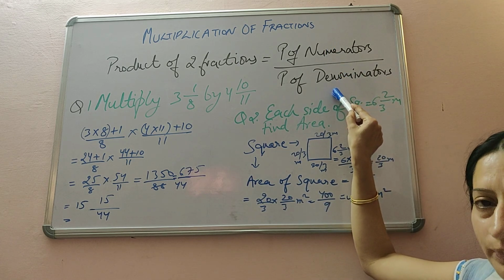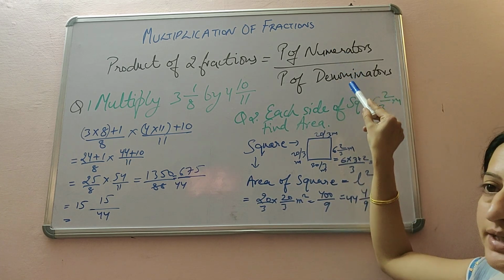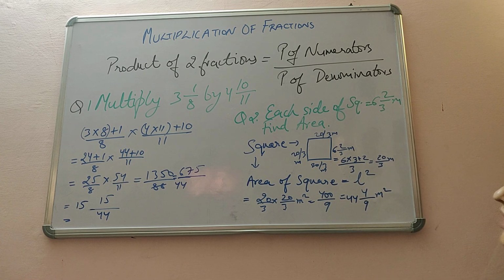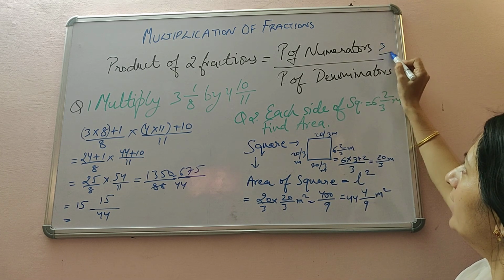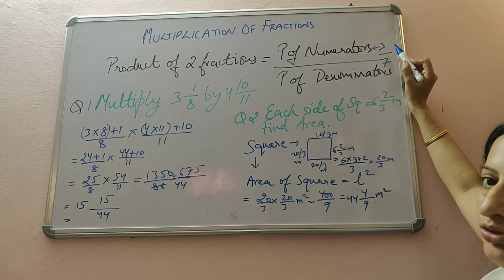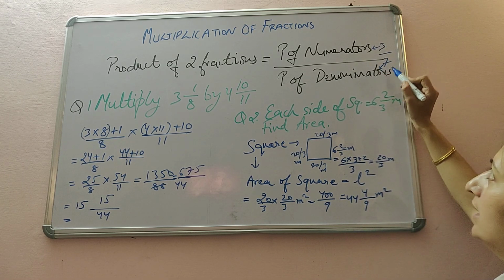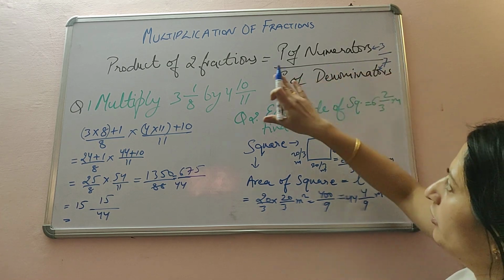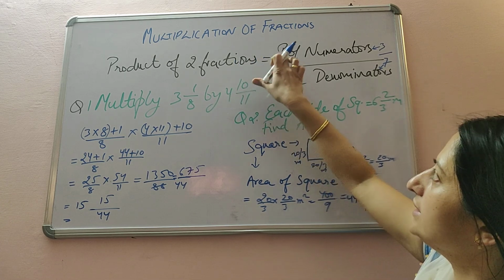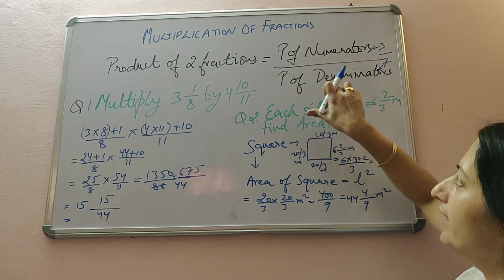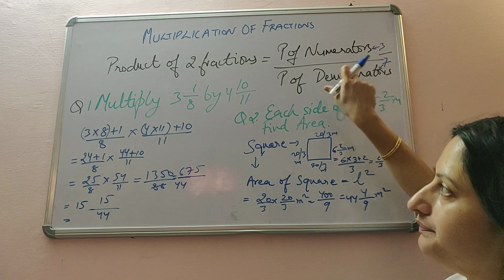Numerator and denominator, I hope it's clear. If I write 3 by 7, then 3 is the numerator and 7 is the denominator. So I hope you have understood. The product of two fractions is the product of the numerators divided by the product of the denominators.